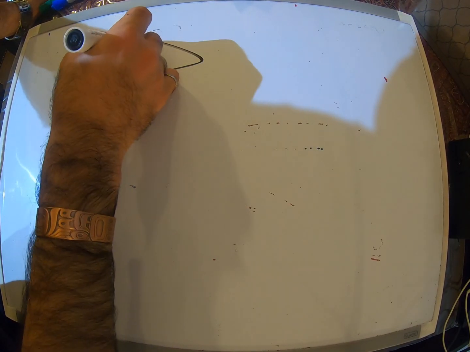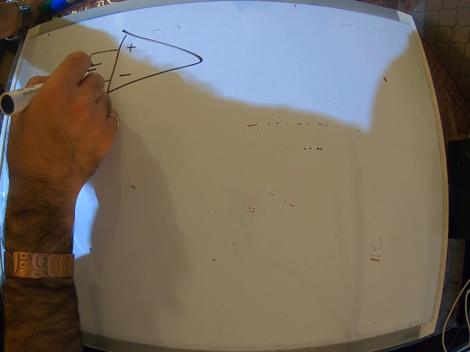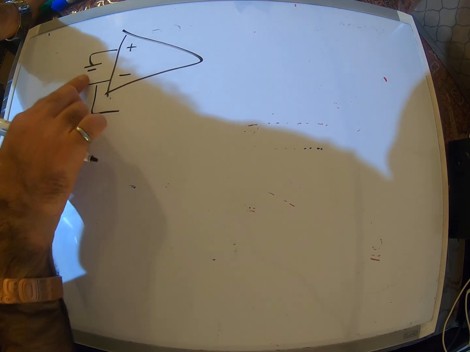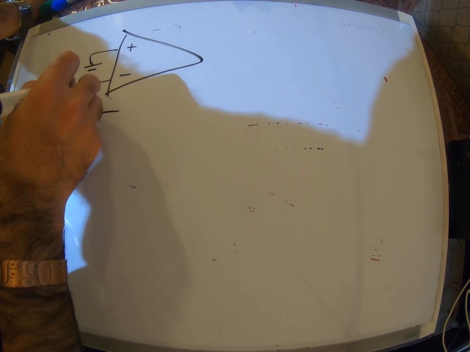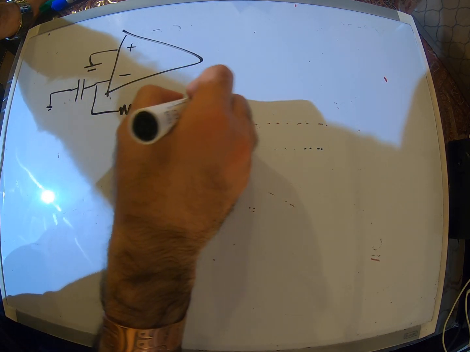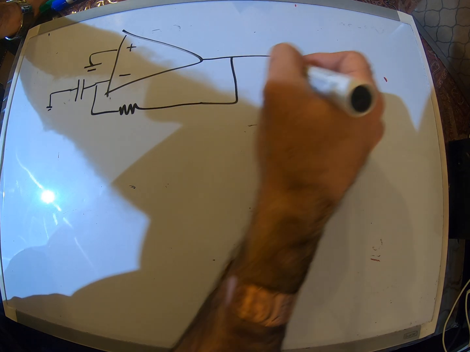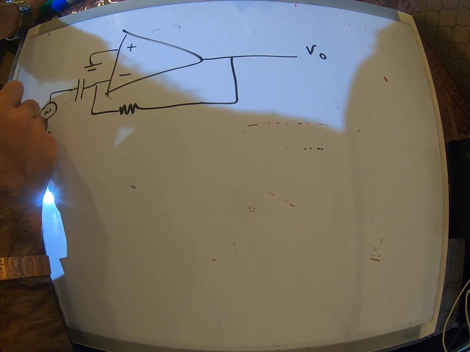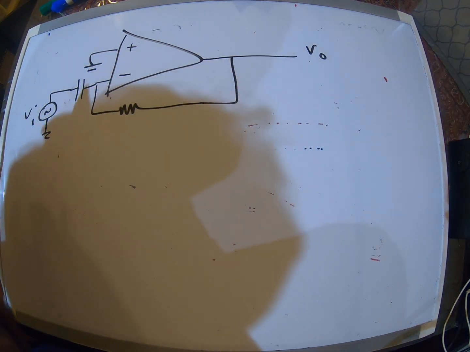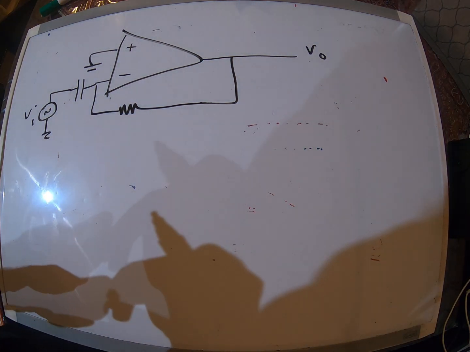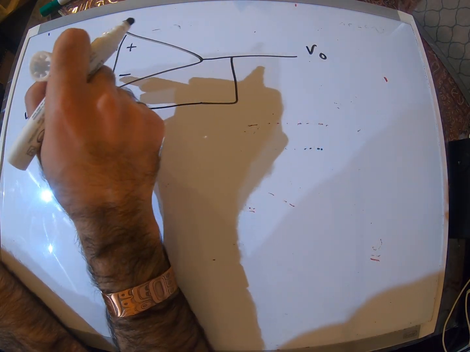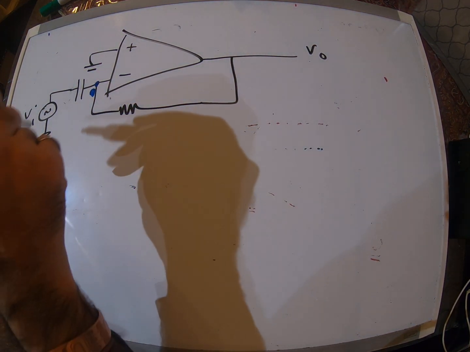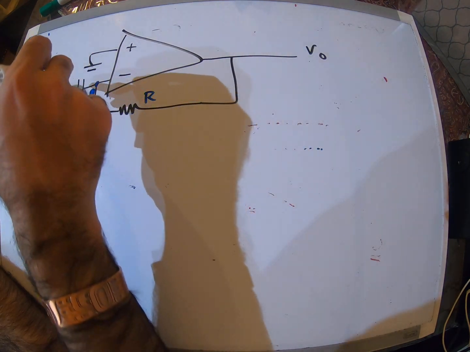I want to analyze this circuit for you. Let's actually do this one. Okay, this is one of the circuits you have, so let's analyze it. Again, this is negative feedback, so this is virtual ground. Let's call this one R and this one C.